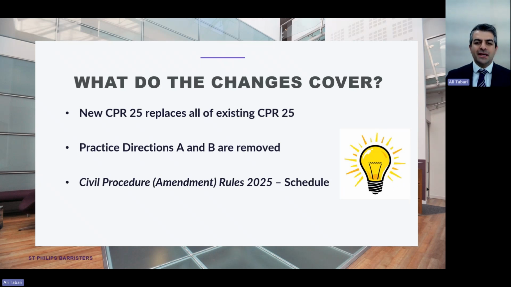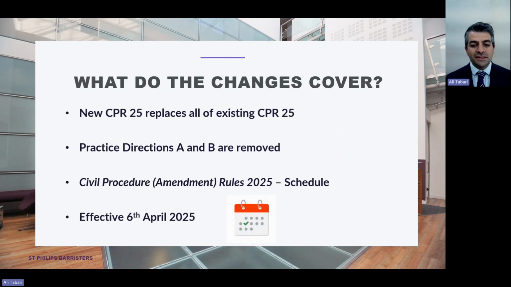Where you'll find the wording, if you want to have a look at it before it comes in on Monday, is the very snappily titled Civil Procedure (Amendment) Rules 2025, and you find it in the schedule at the end. It's got the whole of the new Part 25 there, and it's effective from the 6th of April. So any work that you do up until this weekend is covered by the current Part 25. Anything from Monday onwards, it is the new Part 25.